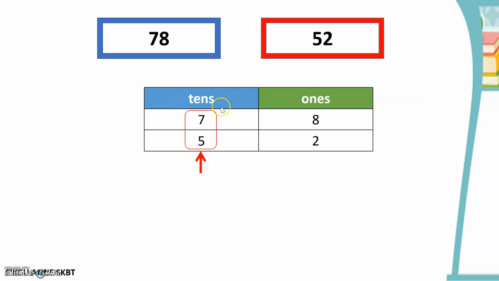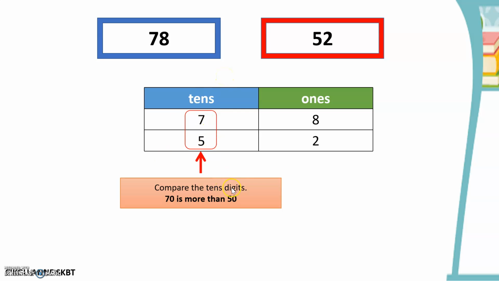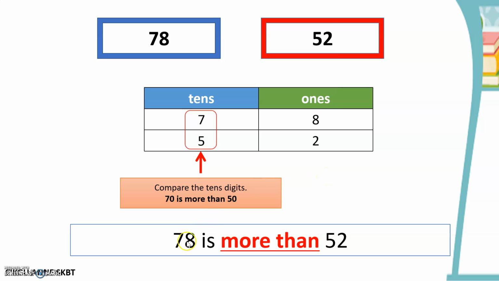Compare the larger place value, here is tens from the left, 7, 5. Compare the tens digit. 70 is more than 50. Am I right? Here is 70. Here is 50. So, the answer will be 78 is more than 52.